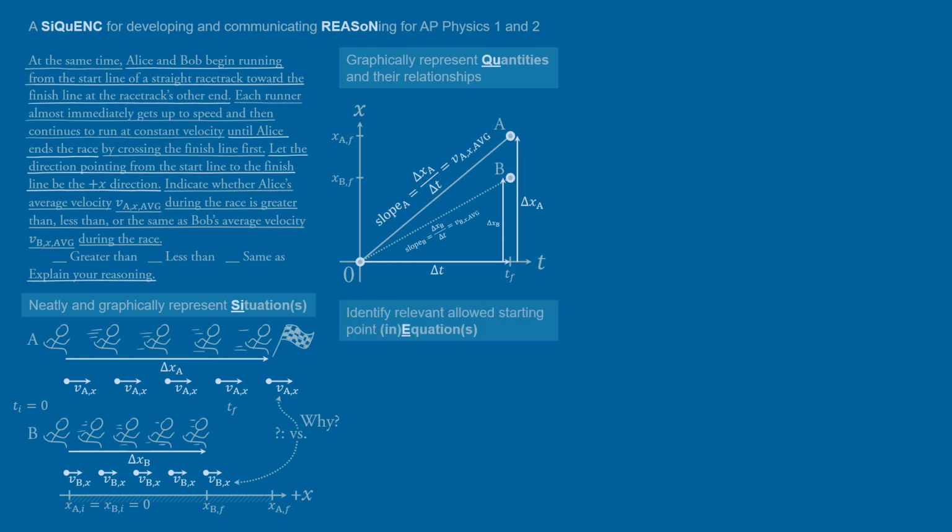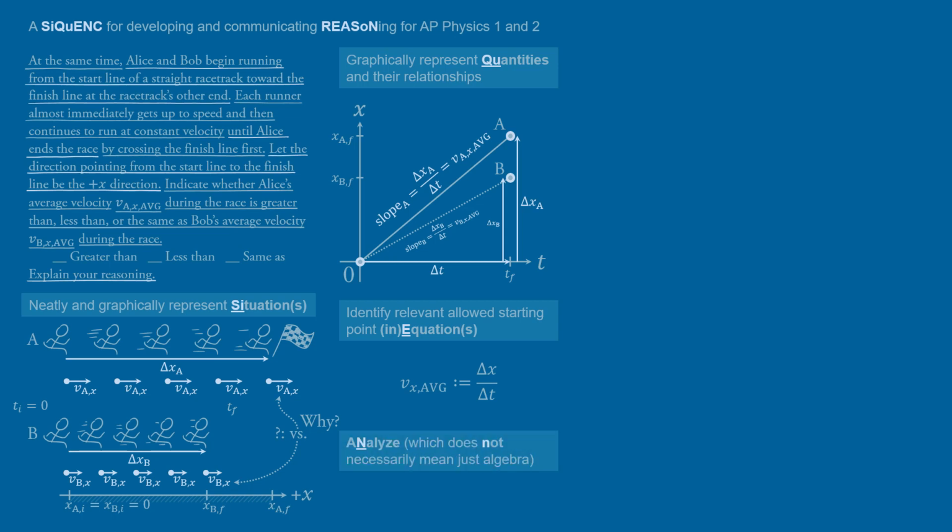Identify relevant allowed starting point equations and inequalities. We drew both a sketch and a graph relating to average velocity, so it makes sense to write down an equation defining average velocity, which is the ratio of the displacement to the elapsed time.